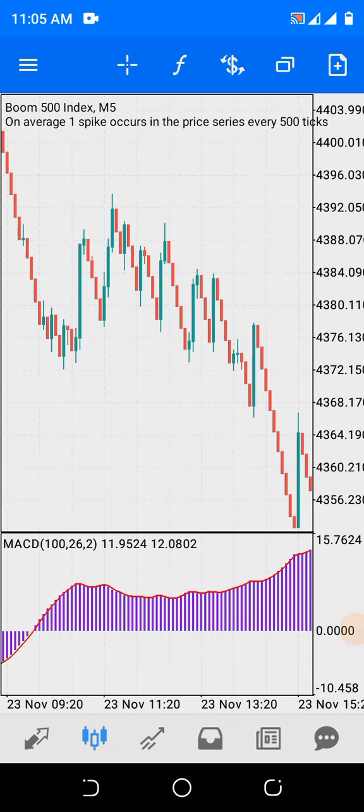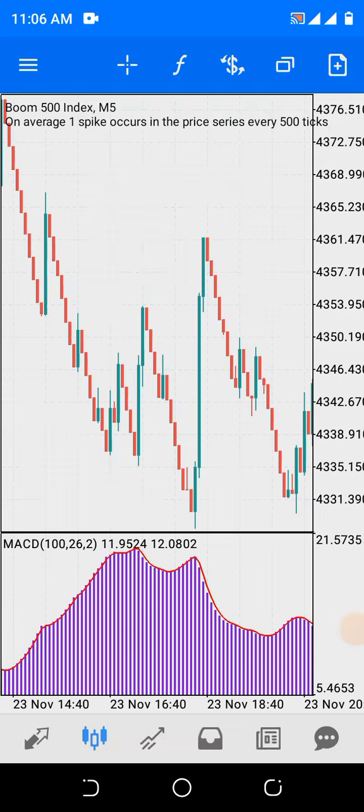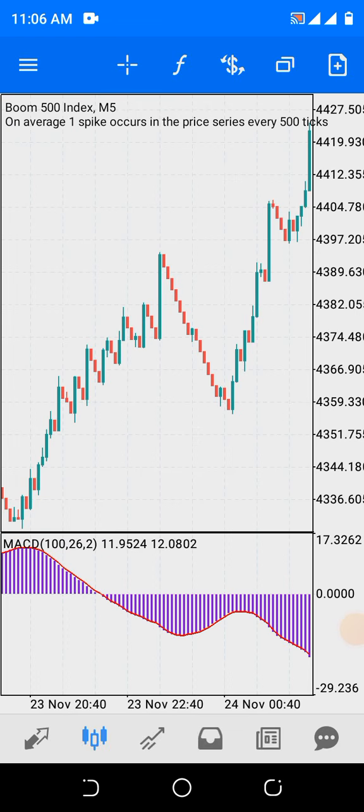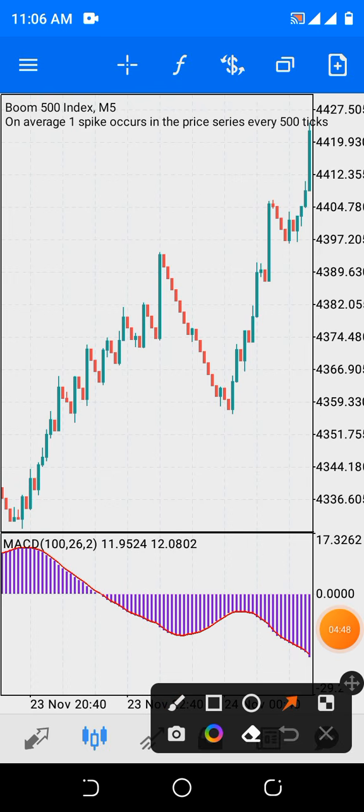Now let's look for another crossing. Look at another crossing. I told you that where you should focus is where the MACD crosses from above downward. At that point of crossing, that is where you should make your entry. Do you understand?